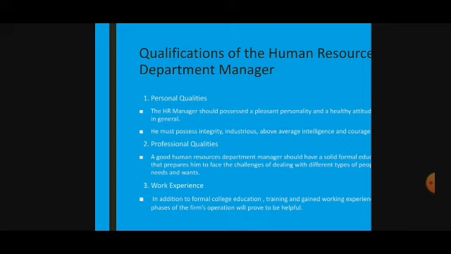Qualifications of the human resource department manager. Personal qualities. A human resource manager should possess personality and a healthy attitude in general. He must possess integrity, industriousness, average intelligence and courage. Professional qualities. A good human resource department manager should have a solid formal education that prepares him to face the challenge of dealing with different types of people and their needs and wants. Work experience. In addition to formal college education, training and gaining work experience in the firm's operation will prove helpful.